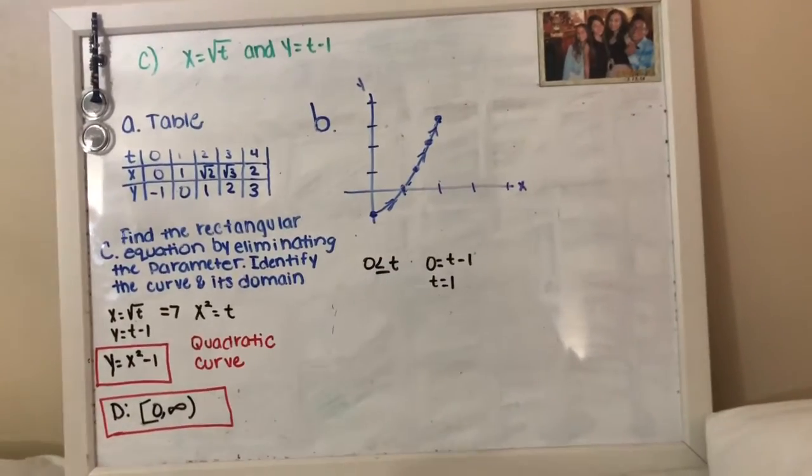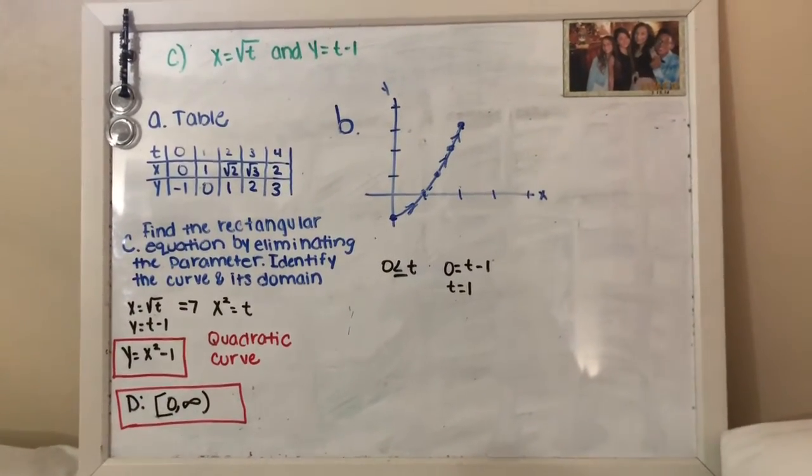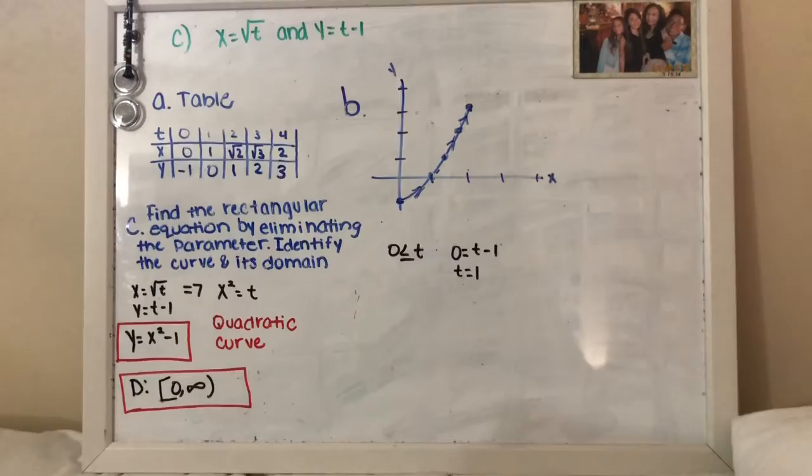Hello. Okay, so I'm going to do C for the math problem and I'm going to show you my board. Okay, so we are given the curve x equals square root of t and y equals t minus 1.